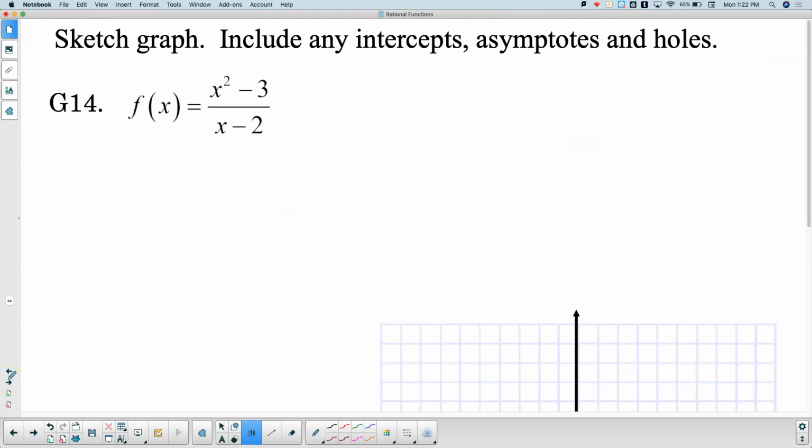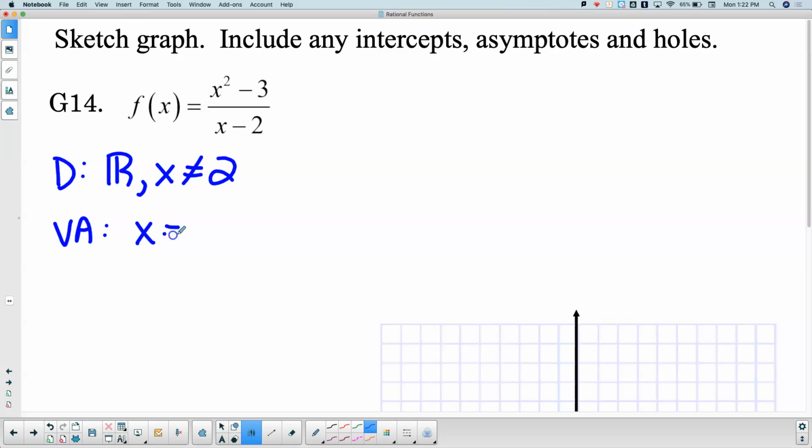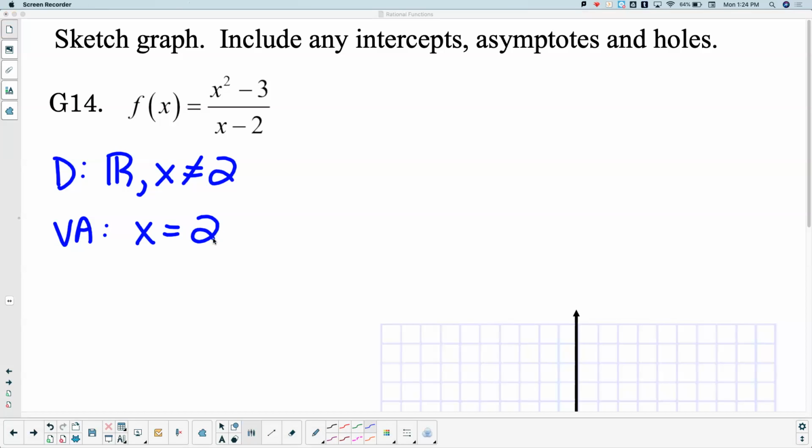All right, let's do it. E, what's the domain of this particular function? Lainey, what is the vertical asymptote for this particular graph? X equals 2. Danielle, what's next? Horizontal. Is there a horizontal asymptote? Nope. Why not?